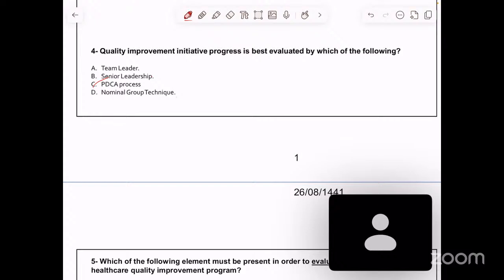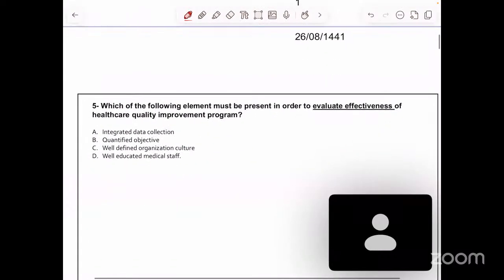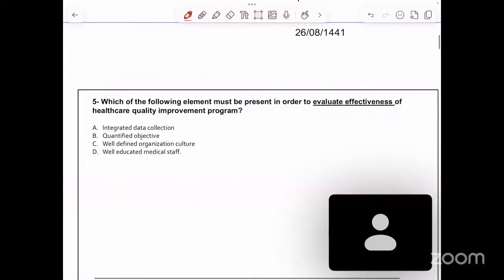So, okay, number 5. Which of the following elements must be present in order to evaluate effectiveness of a healthcare quality improvement program? What's the answer here? A, integrated data collection. B, quantified objectives. C, well-defined organization culture. D, well-educated medical staff.